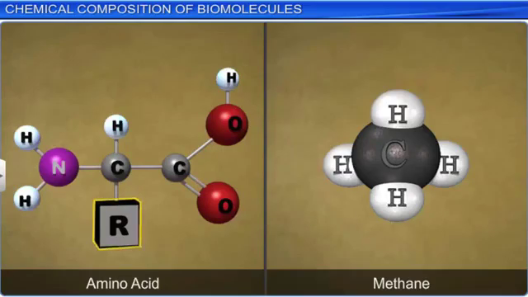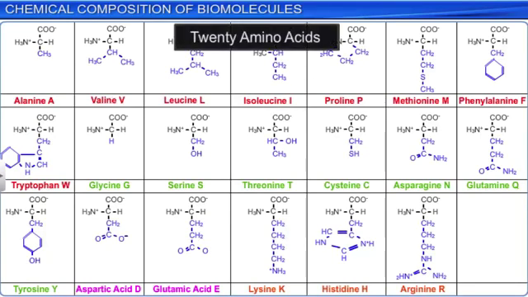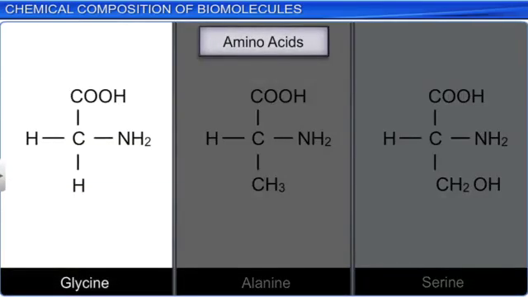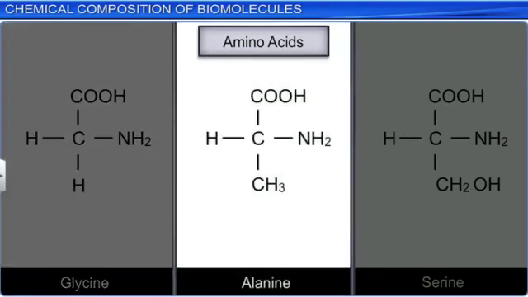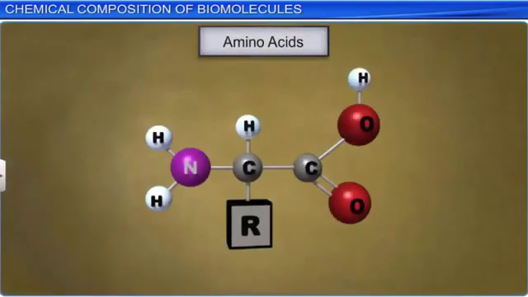Based on the nature of the R group, there are many amino acids. However, there are 20 standard amino acids in proteins. For example, glycine, in which the R group is hydrogen, alanine, where the R group is a methyl group, and serine, where the R group is a hydroxymethyl group. The chemical and physical properties of amino acids are essentially those of the amino, carboxyl, and the R functional groups.